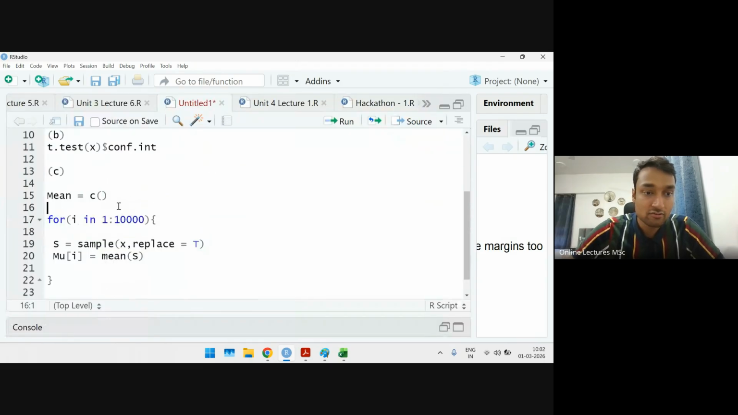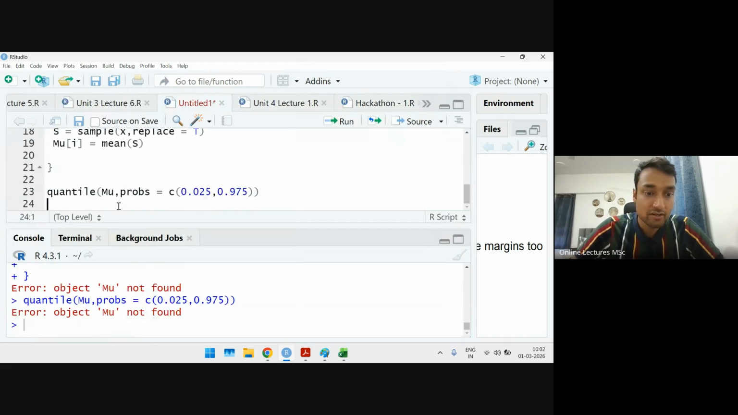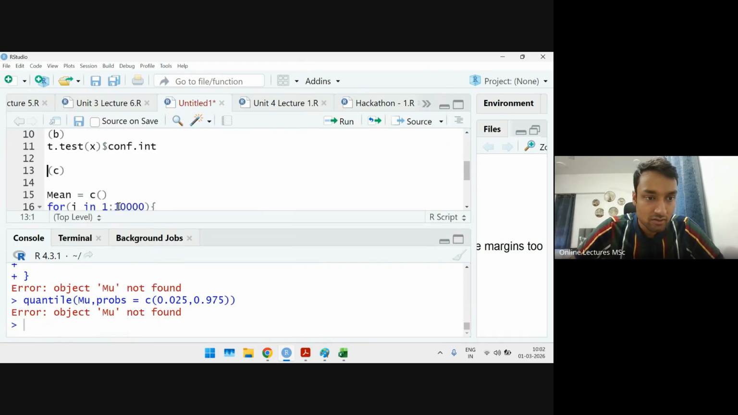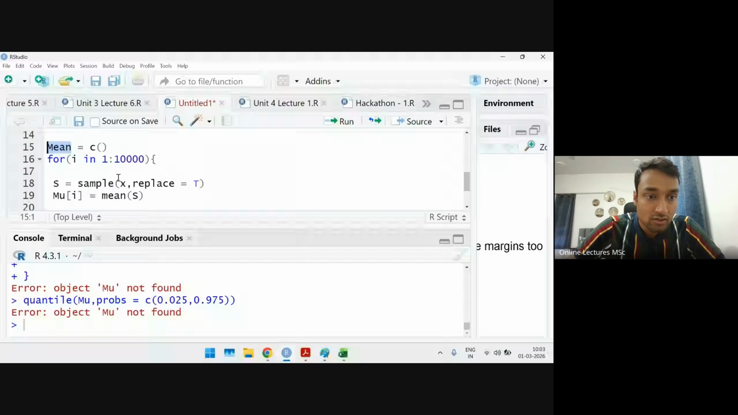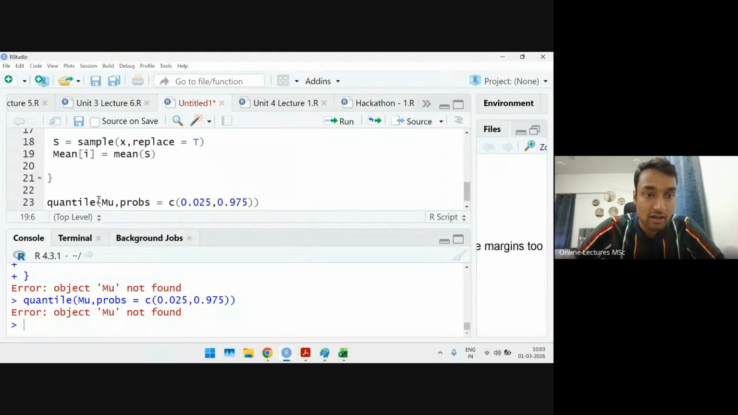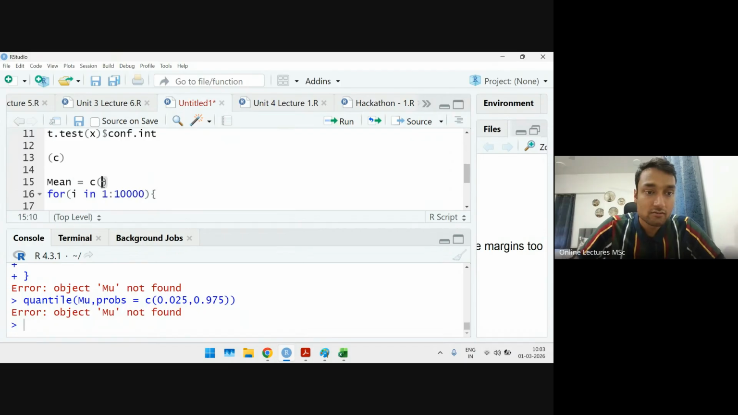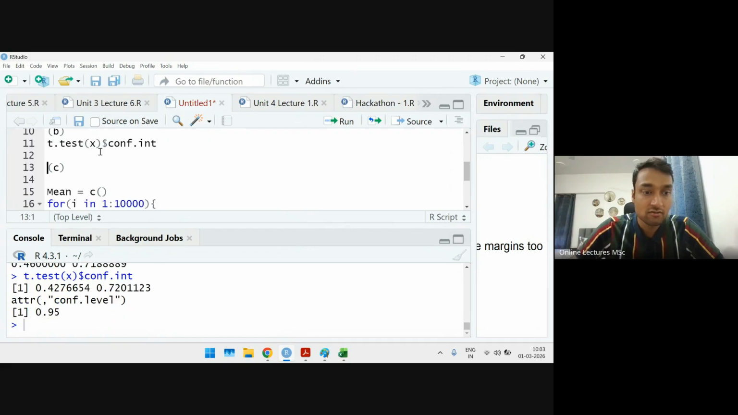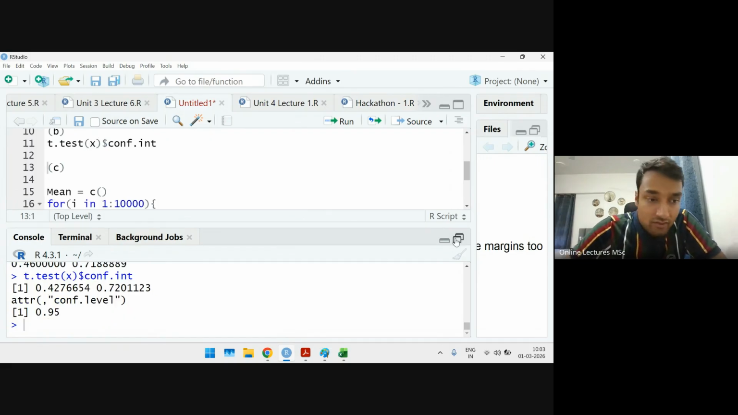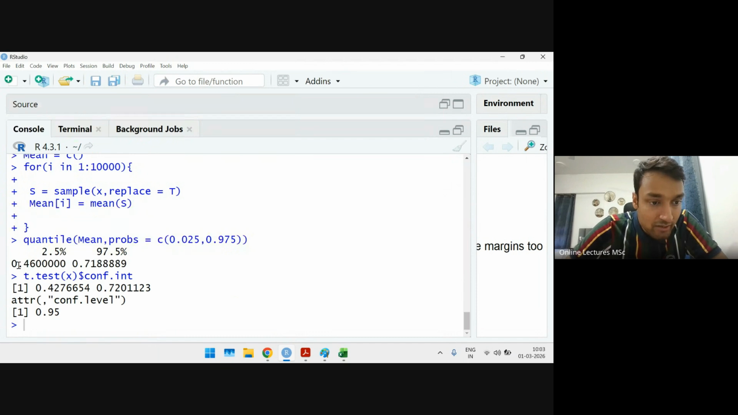I'll quickly execute the program so that you can compare the answer. Mu not found. Sorry, I have written down mean here and I'm using mu below, so it will be mean and mean. Good to go. I'll also quickly run the t-test confidence interval. So see if you have this answer, 0.46 to 0.7188, something like that.